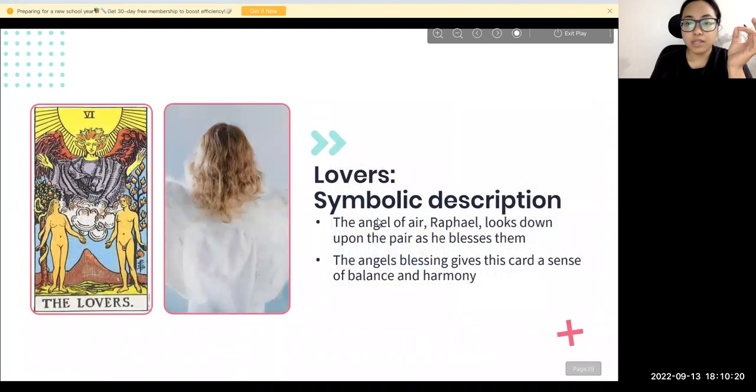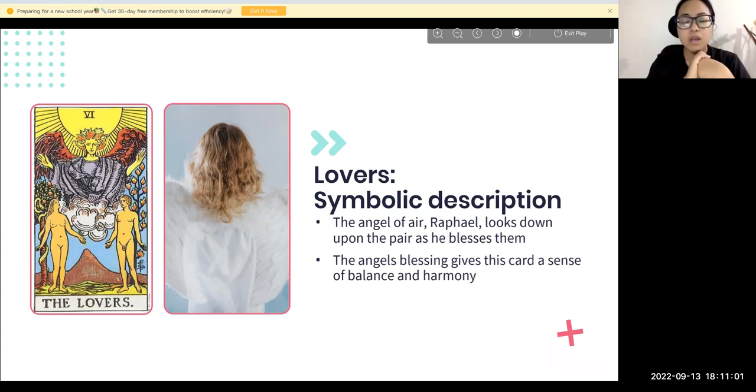Okay. The angel of the air, if you look above, there is an angel. Which angel is this representing? This angel is representing Archangel Raphael. If you remember in the angel therapy class, I told you Raphael is the angel of soulmates, life partner, soulmate, correct? That is the reason why Raphael is in the Lover's card, because Raphael is looking down upon you and blessing both lovers, blessing you and your partner, blessing you and whomever you are sharing a relationship with.